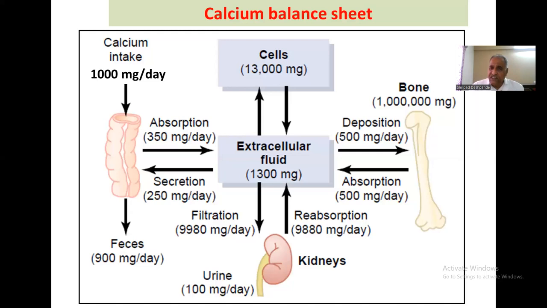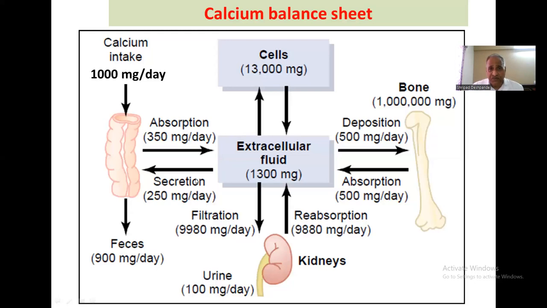That is in the blood and in the extracellular fluid. So now we have nearly 250 milligrams per day. Okay, just say that 35% is absorbed and 25% is given back as secretions from the various secretions of the GIT. That is the salivary secretions, the gastric secretions, the intestinal secretions, the pancreatic secretions, and so on and so forth. So that is about 250 milligram.